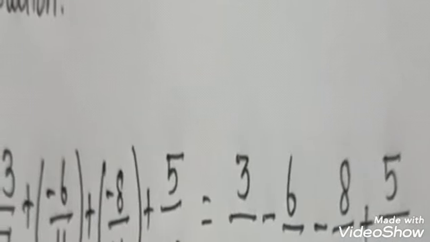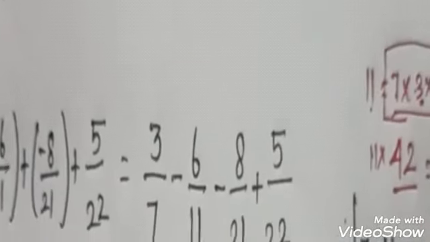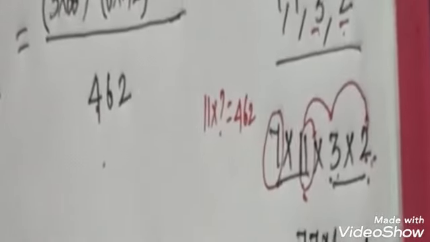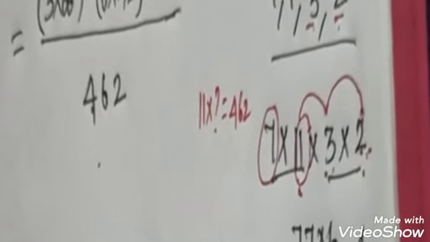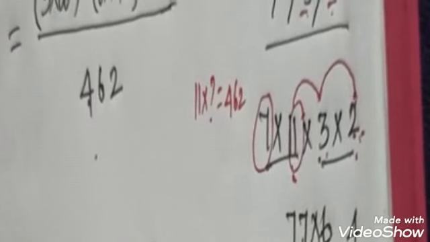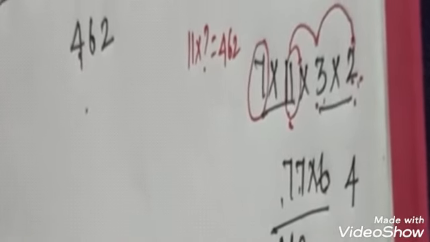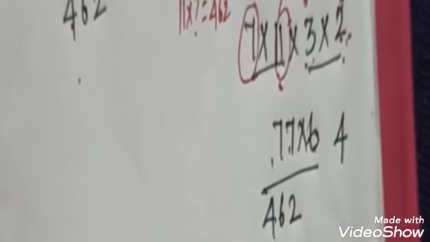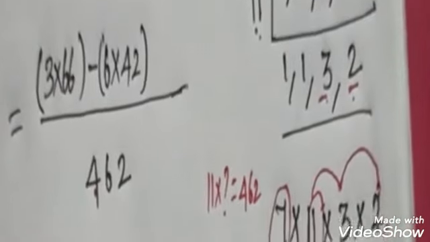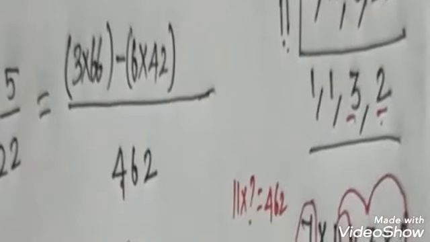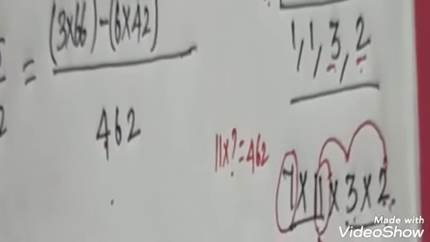And next you move on to 21. So in this condition, is there any 21? You check it. So 7 into 11 into 3 into 2. So 7, 7 11s are 77. 7 3s are 21. So you multiply 7 into 3, you get 21. Remaining 11 into 2, you get 22. So 21 can be multiplied with 22. Otherwise you have to divide 462 by 21.